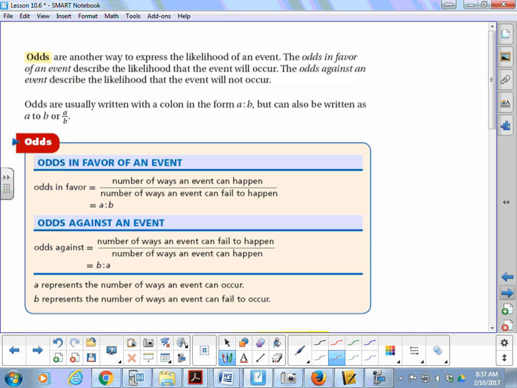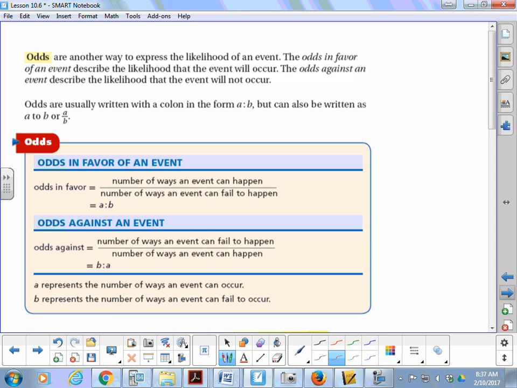Now, odds are a little bit different than probability, okay? When we talk about odds, we're comparing the favorable to the not favorable. We're not comparing the favorable to the total. When we do probability, it's favorable to the total. When we're talking about odds, we're talking about favorable to the not favorable. So odds in favor is the number of ways the event can happen, divided by the number of ways the event cannot happen, or can fail to happen.